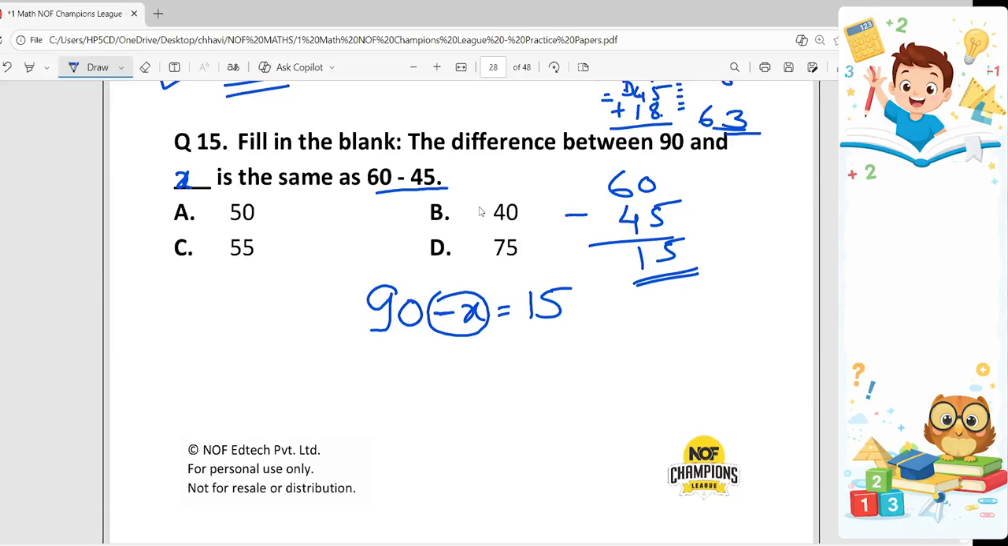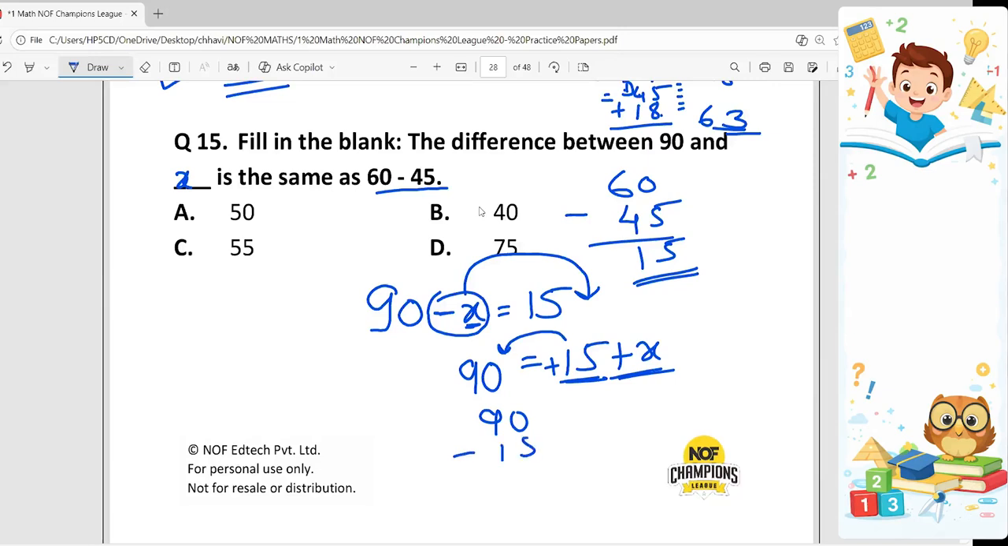Okay, we will take this minus x to make it plus. So when it goes over here, it will be 90 is equal to 15 plus x. Now this comes to x, that is okay. Now we have to subtract this from 90 to get the value of x. Now this is plus over here, so it will go over here and it will become minus. 90 minus 15.